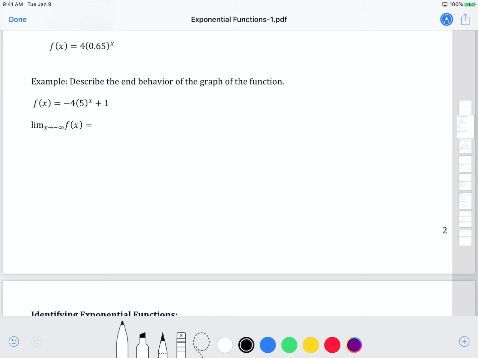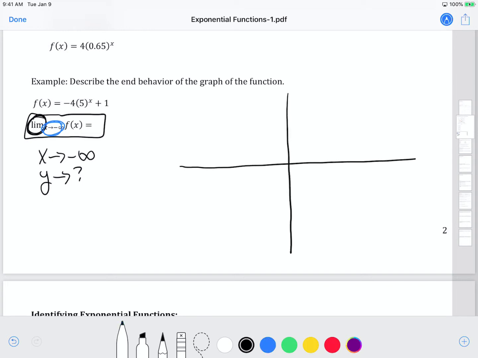So for this example, we are going to find the end behavior for the graph of -4 times 5 to the x plus 1. And they're using a little bit of different notation than what we have so far, but this is just saying as x goes to -infinity, where does y go? What is y approaching? And they're just using a term that you will definitely see if you have to take calculus, which is called the limit. But it's the same idea. We're looking to see as x goes to -infinity, what happens to y? And they're using f of x instead of y. So let's look at the graph so that we can determine this.